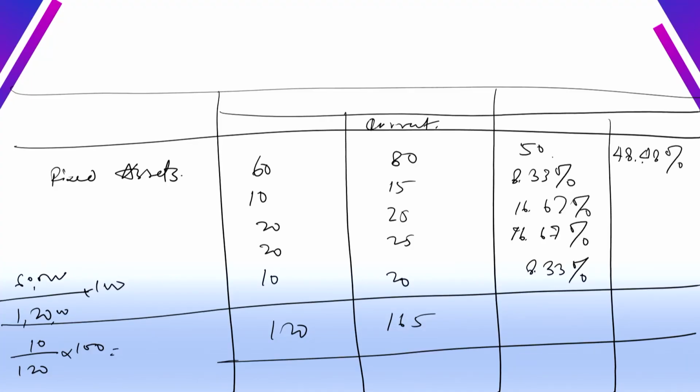15,000 of rupees 1,65,000 will come at around 9.09%. 25,000 will come at around 15.15%. The same amount, 15.15%, and 20,000 will come at around 12.12%, and all will add up to 100%.